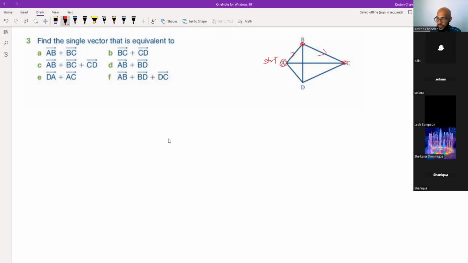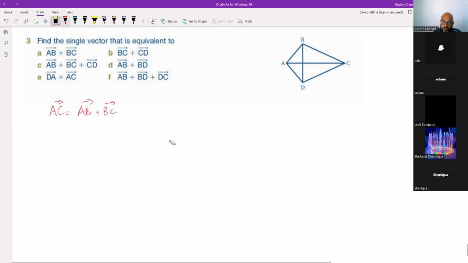Where are you ending, guys? C. Very good. That's where we ended. So we are going from A to C. And that's the same as going from A to B and then from B to C. See that? So this movement here is our resultant vector. We use two arrows on it. See that? Everybody see now?